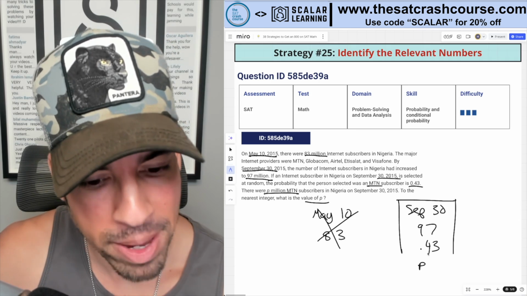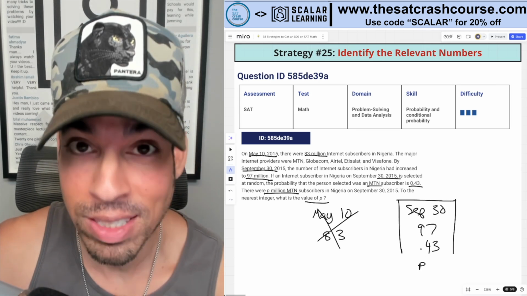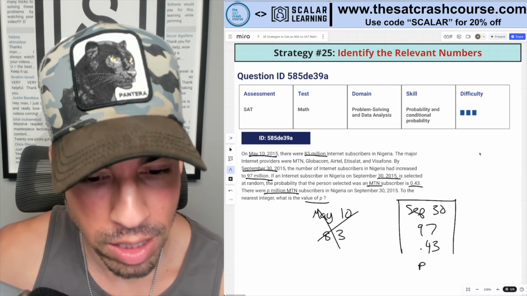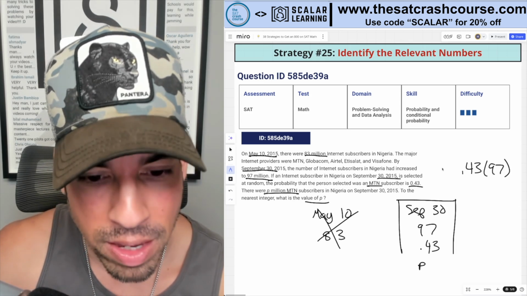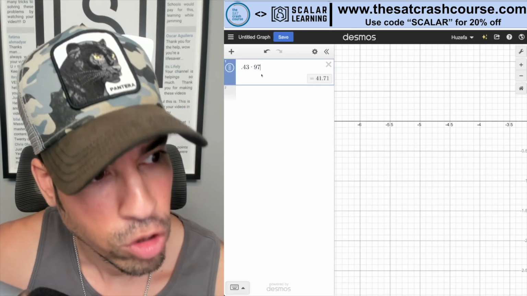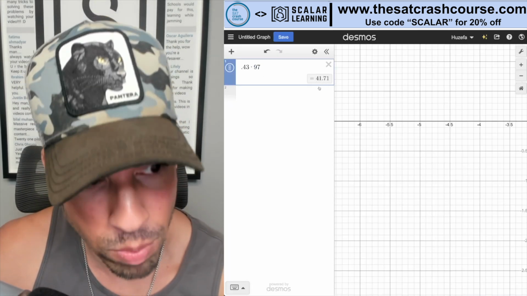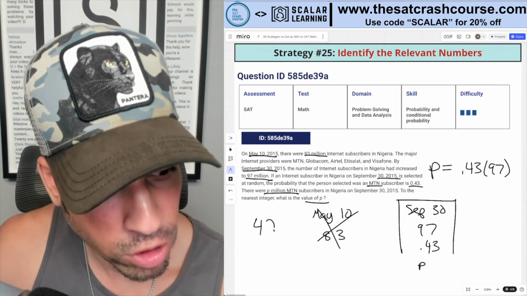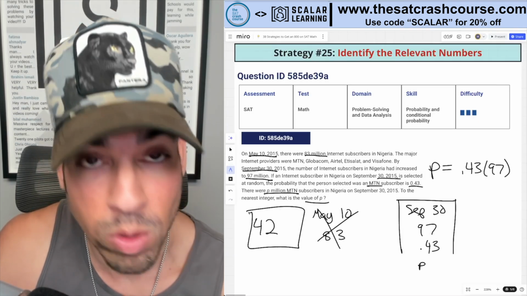Now to get P, if this is the probability, this is kind of saying this is the percent, right? So really I'm taking 43%, aka multiplying 0.43 times 97, and that's going to give me my P value. So 0.43 times 97 is 41.71. They said the nearest integer, so it's rounded up to 42. So there were 42 million MTN subscribers in September, which means 42 is the winner.